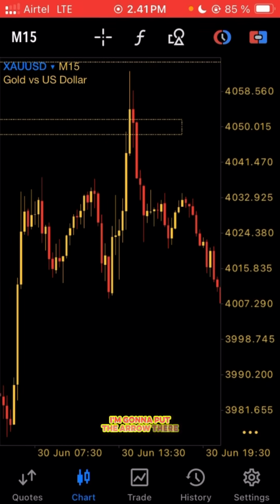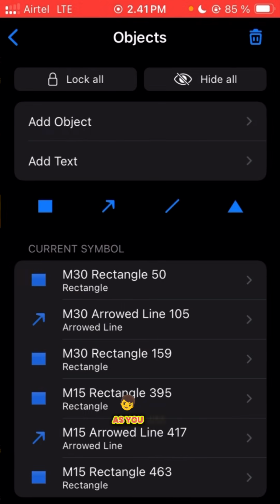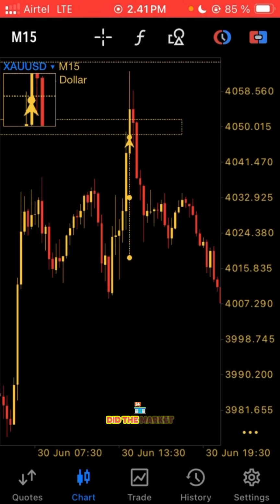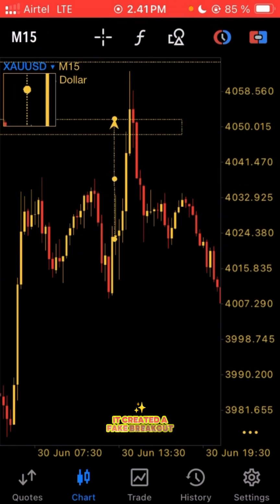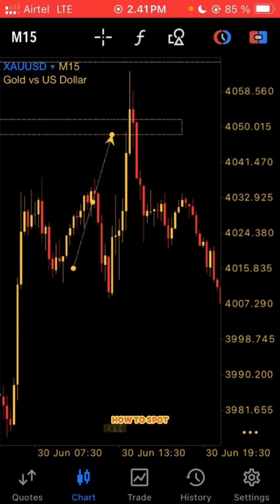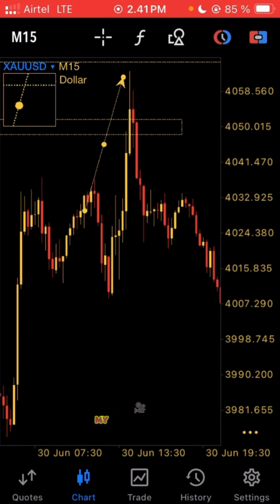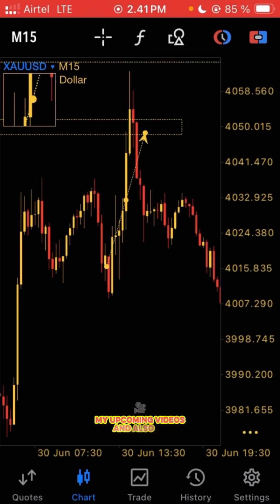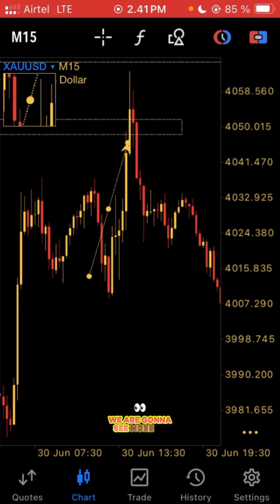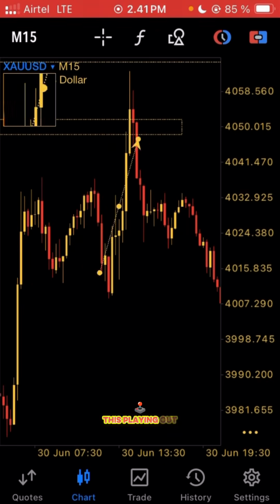I'm going to put the arrow there to keep it relevant. As you guys can see, what did the market do? It created a fake breakout. I'm also going to show you guys how to spot fake breakouts in my upcoming videos, and also as time goes on, we are going to see more of this playing out live.